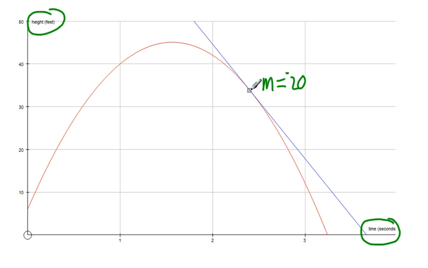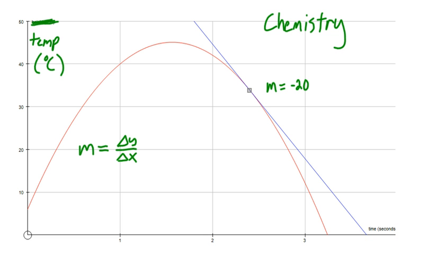So why don't we make a quick change here and think of maybe being in a chemistry class instead of a physics classroom. Notice I kept the slope the same, it's still negative 20, but on the x-axis, I left this as time in seconds, and I changed the dependent variable to temperature in degrees Celsius. So let's say you're doing some type of experiment in which you heated something and then let it cool. And I want to interpret what the slope means in this situation.